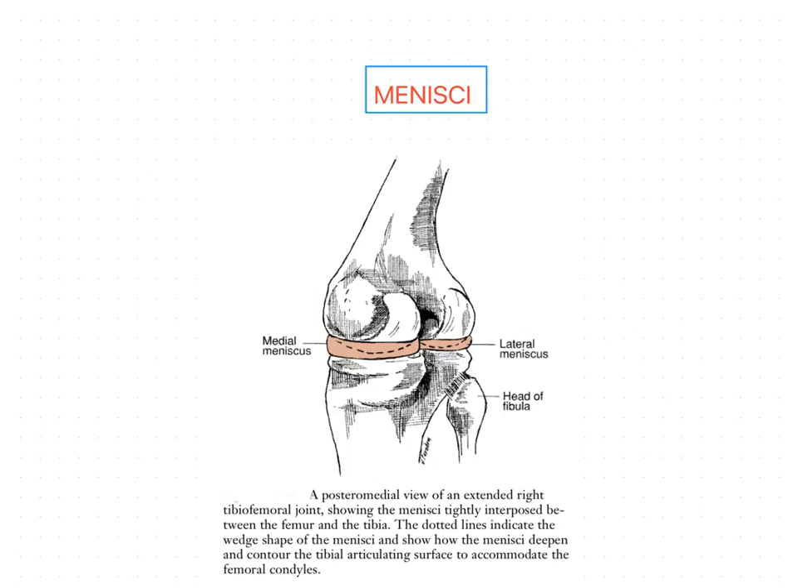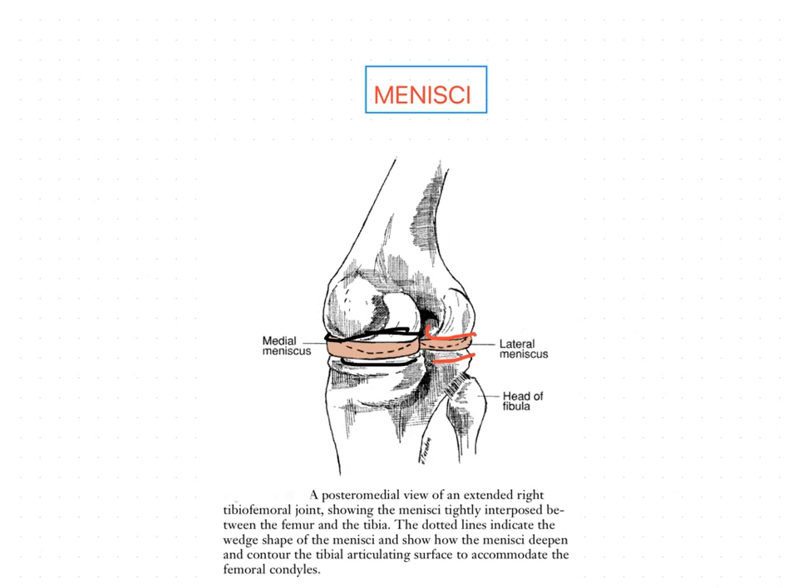In addition to enhancing joint congruence, these accessory joint structures, so here you can find the menisci in between these two. One is the medial meniscus and another one is the lateral meniscus. These accessory joint structures play an important role in distributing weight-bearing forces, in reducing friction between the tibia and femur, and in serving as shock absorbers.